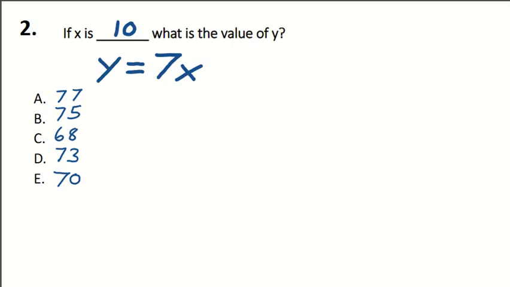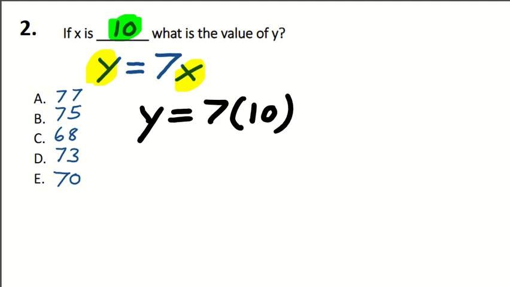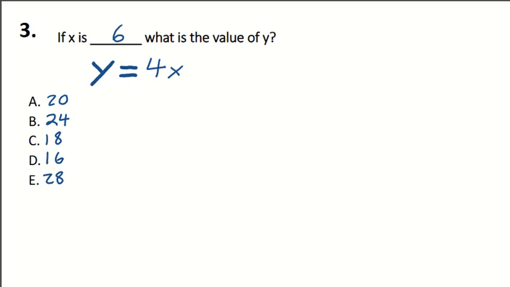Let's try another example. What is the value of y if x is 10? So we're going to replace this x with a 10. Let's go ahead and rewrite this. So y equals 7 times 10. And we know that 7 times 10 is 70. So it's safe to say that when x is 10, the value of y with this particular equation would be 70.